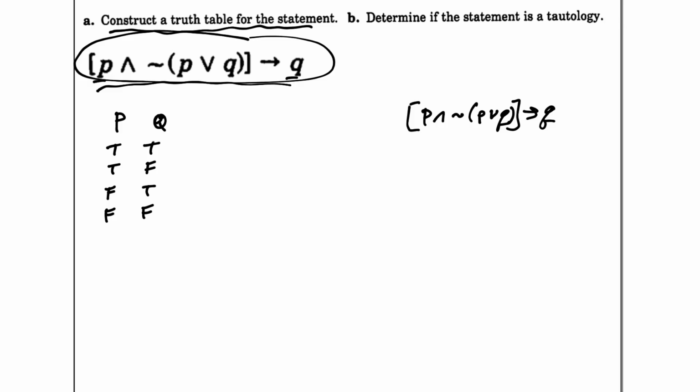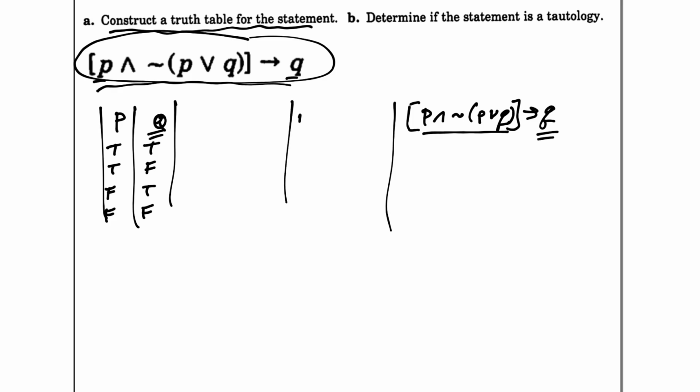Now notice how this has its two parts. It has a Q, which there already is a column for. Then you have this thing, so we're going to need a column for this thing on the left there. So I'm just going to write P and not P or Q.